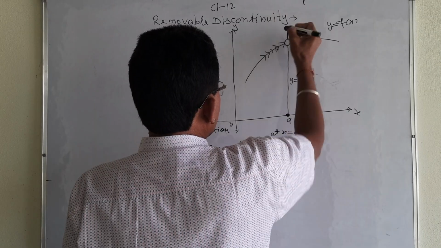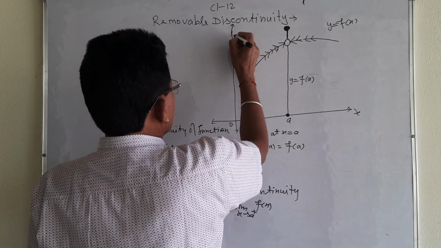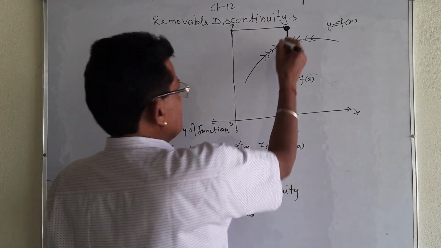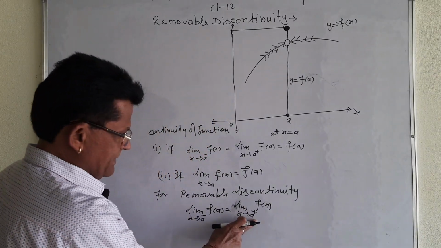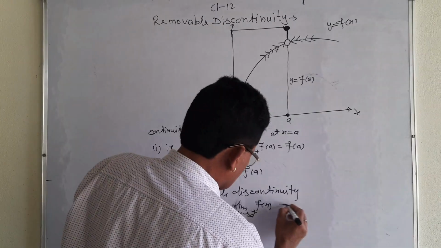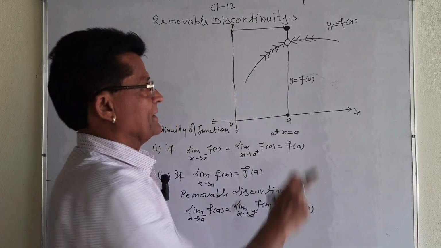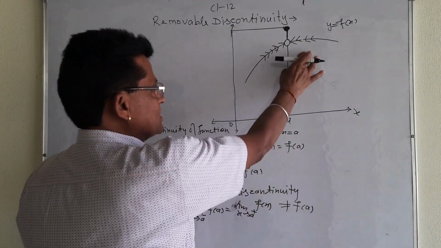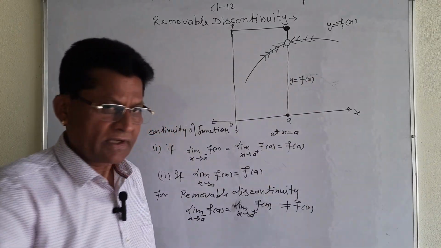This may be f(a). The y value may be here, up to here. You see, this value will be here, up to here. That is why the left limit is equal to the right limit and does not equal f(a). I told you it can be less than this, and it can also be more than this. Left limit is equal to right limit, but it is not equal to f(a).